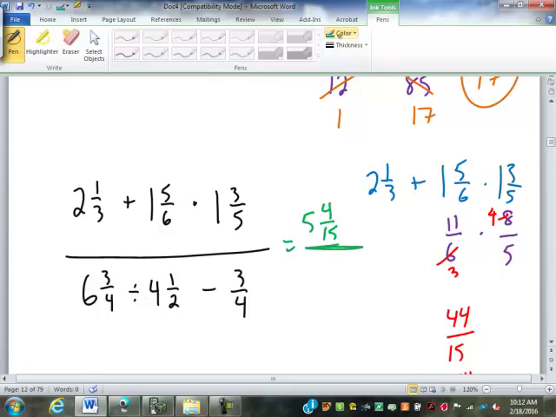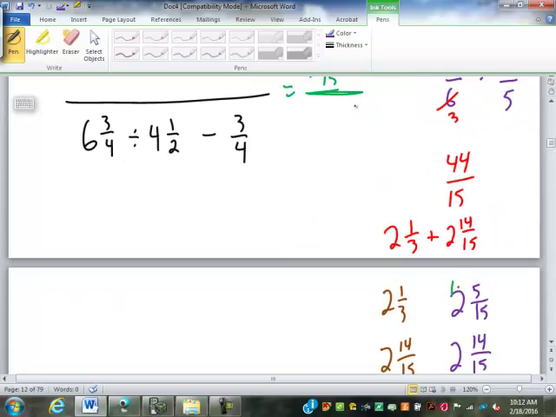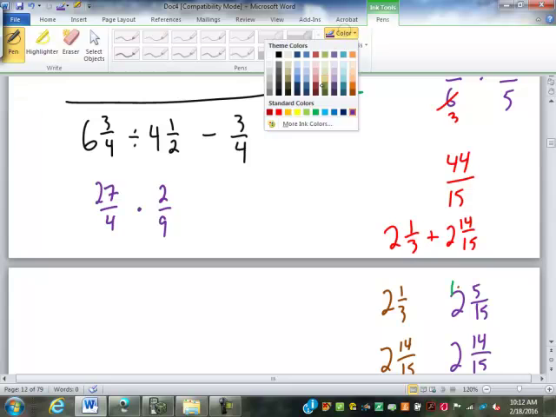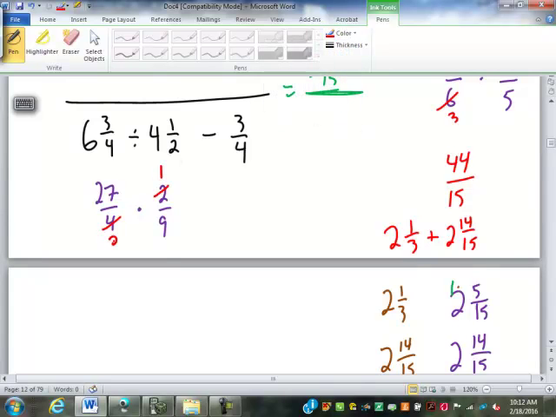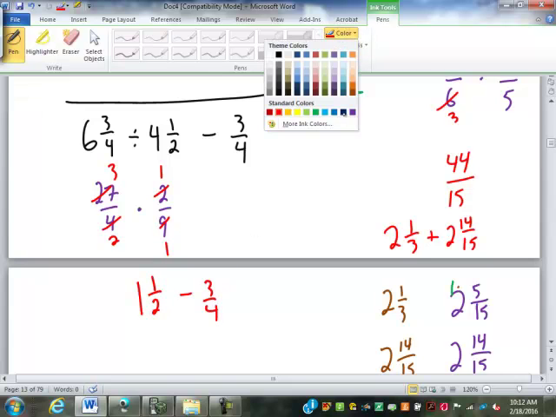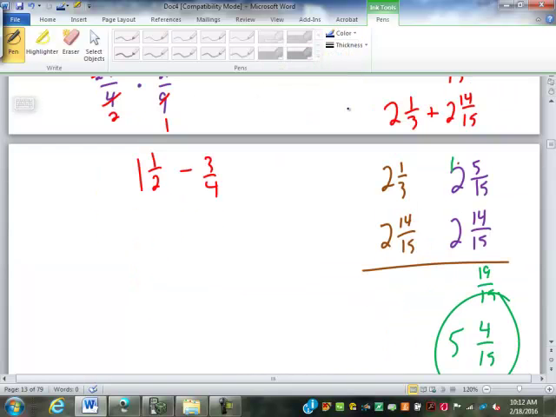On bottom, first thing we're going to do is do the division. This is going to be 27/4 divided by 9 halves, so times 2 over 9. Cross canceling 4 and 2 is 1 and 2. 9 and 27 is 3 and 1, which gives us 3 over 2, or 1 and 1/2 minus 3/4. If you left that as 3 over 2 because you knew you're going to need to borrow, that's fine as well.